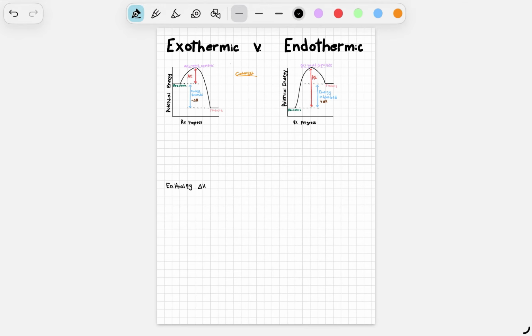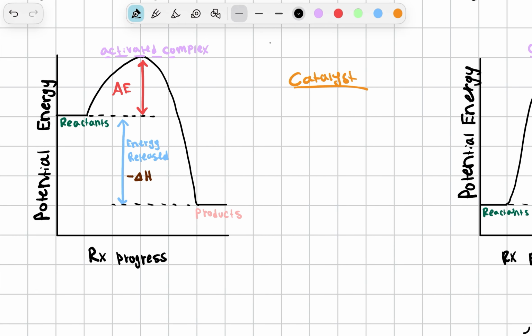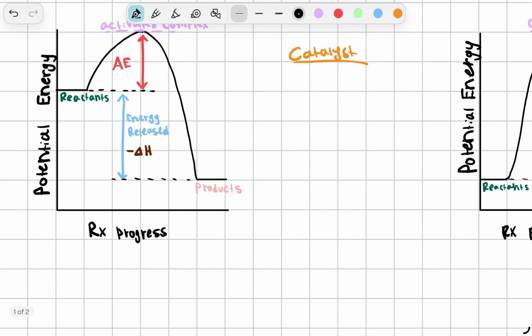In this video, I will go over the difference of an exothermic reaction versus an endothermic reaction. Let's start with the exothermic reaction. I drew a graph of the reaction progress of an exothermic reaction. We can see some major indicators that this is an exothermic graph. First, the energy of the reactants is greater than the energy of the products.